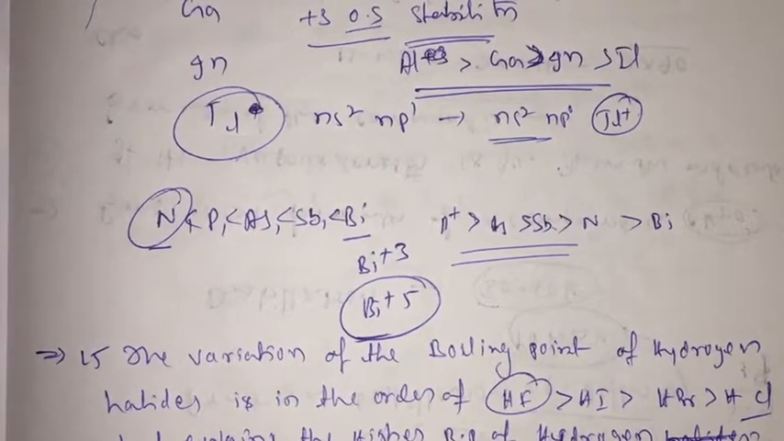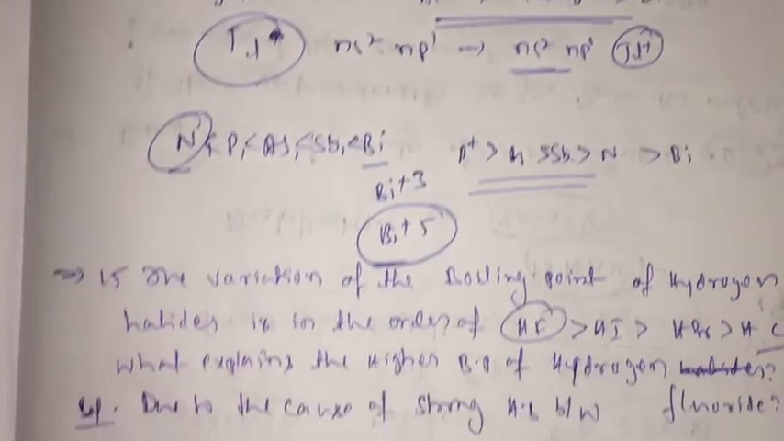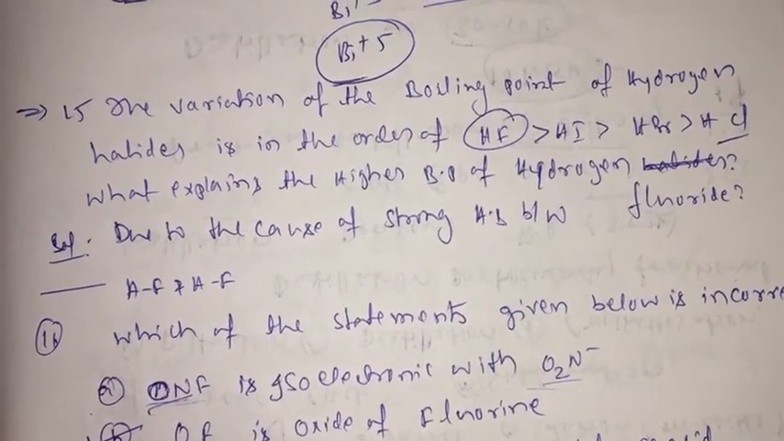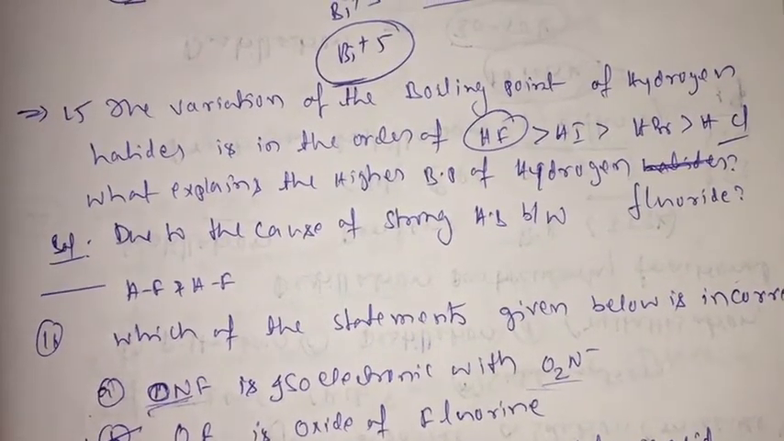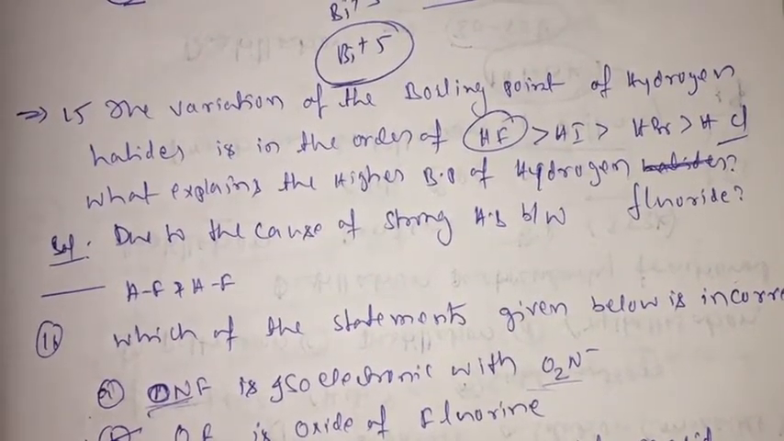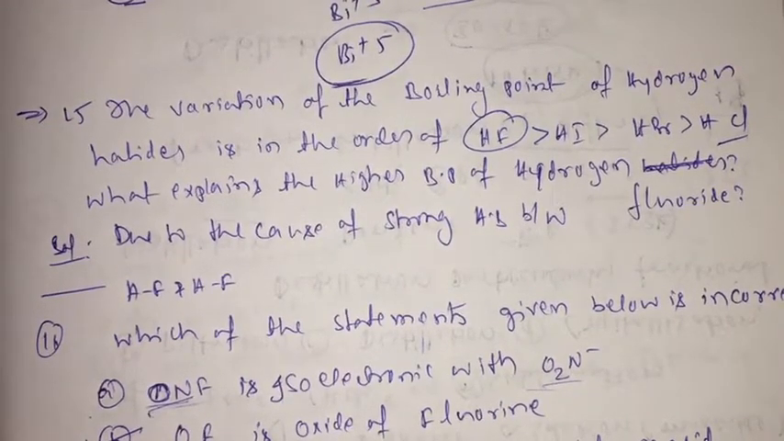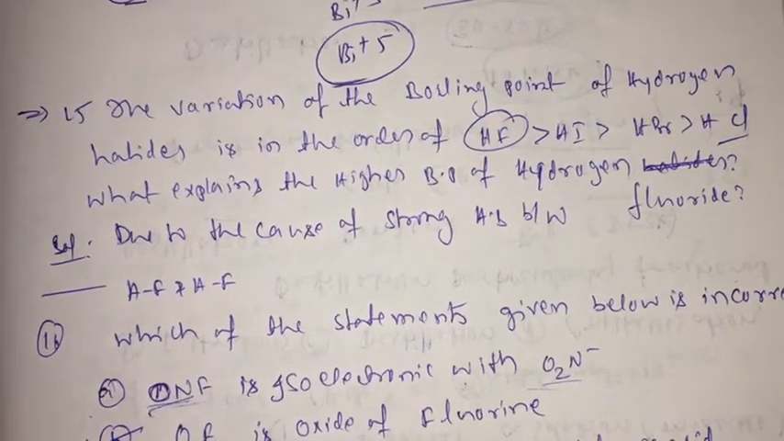In this case, Bi+3 stability increases, but Bi+5 stability decreases. Next question 15: the variation of the boiling point of hydrogen halides is in the order of what? HF, HI, HBr, or HCl. Actually, what does this depend on? Actually, the more the molecular weight, the more the boiling point.